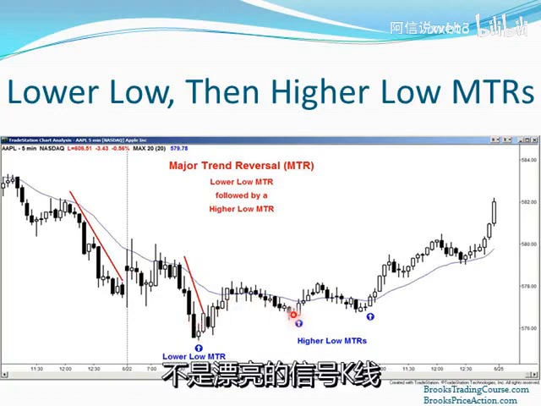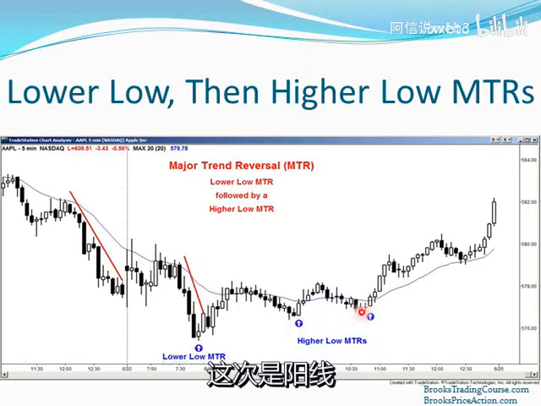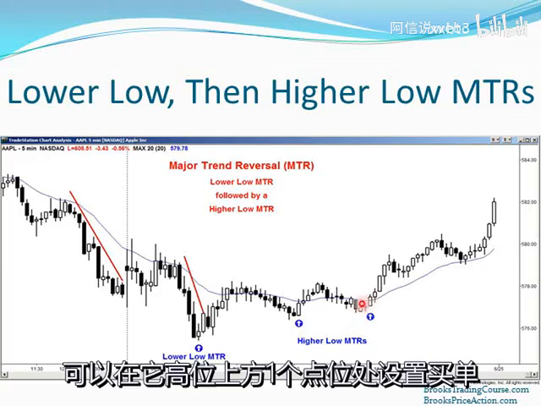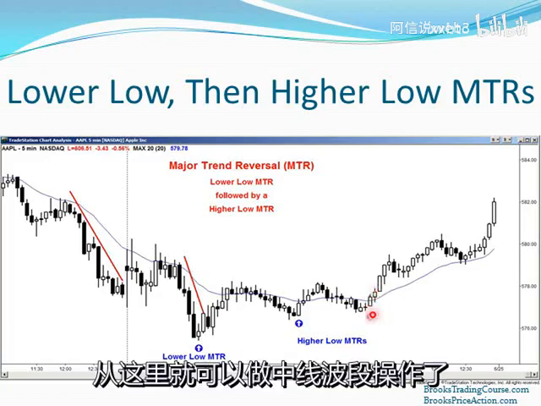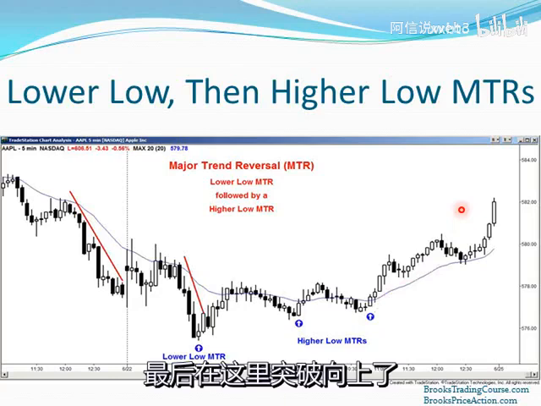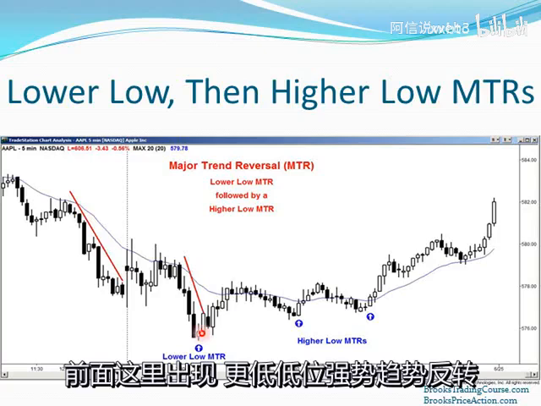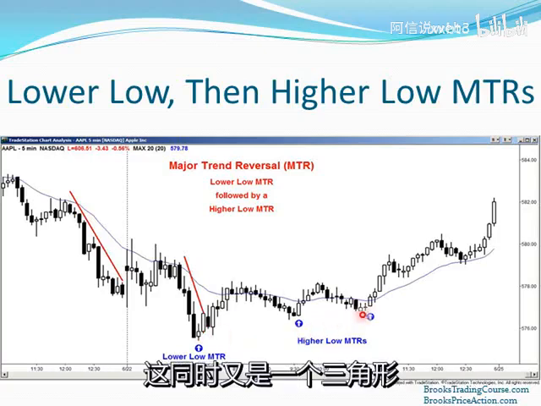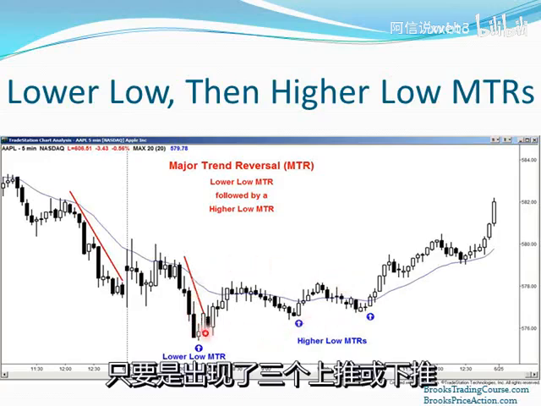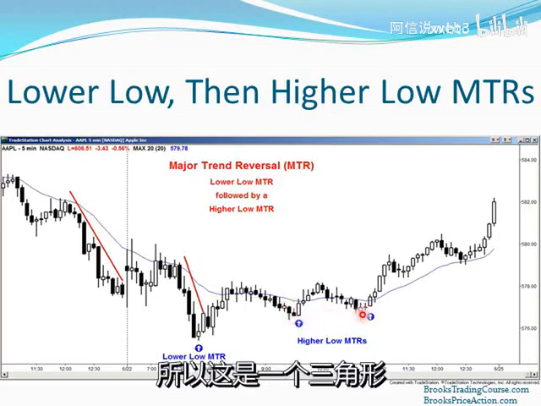We have a higher low, not a good signal bar, but it's still worth buying, and then we have another higher low, this time with a bull bar. You place a buy stop one tick above its high, did not get filled here, did get filled here, and that's a very good setup for a swing trade, and we broke to the upside. So it was a lower low major trend reversal, followed by a higher low, and the higher low had a second higher low. This is a triangle. Anytime you have three pushes up or down, it's a triangle. We have a push down here, number 2, number 3, so it's a triangle.